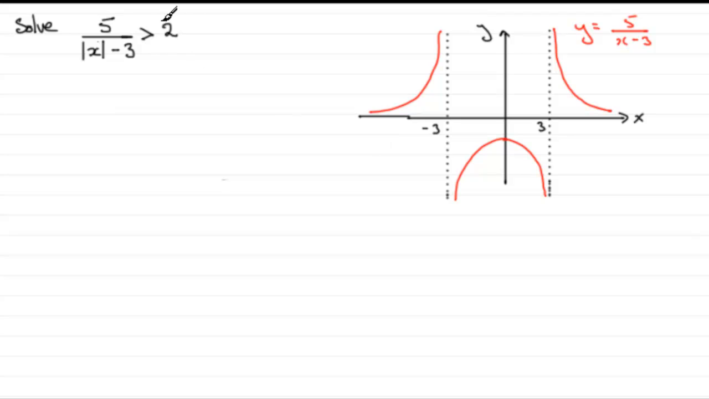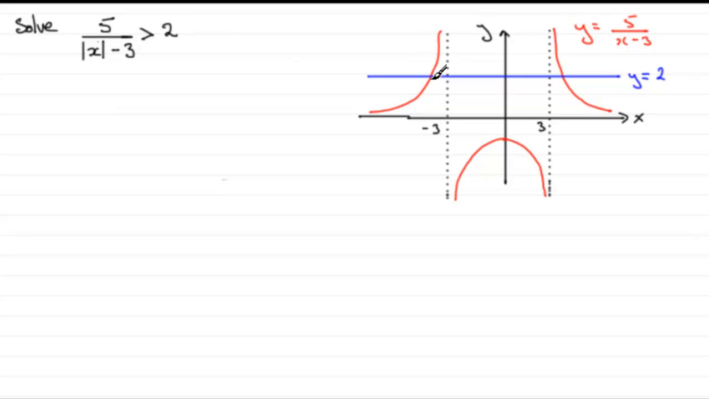Now we just need to draw the graph of y equals 2. And y equals 2 will be a graph something like that. Let's just mark that in then as y equals 2. So when it comes to solving this inequality, in the usual way, we're looking for where this graph, which is the red graph, is greater than the blue graph, y equals 2. Greater than meaning for what values of x is the red graph above the blue graph.